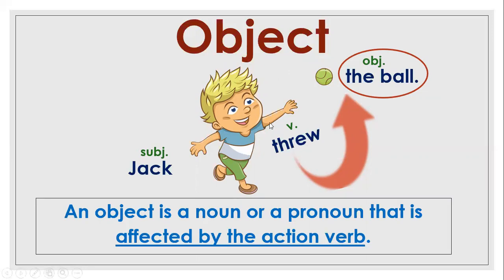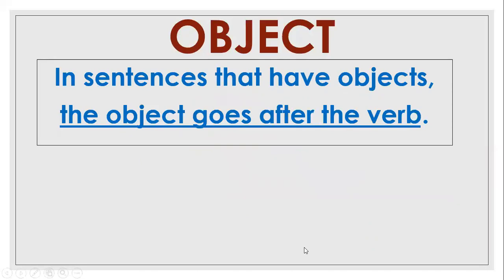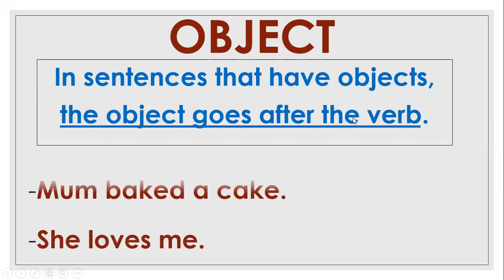So what is an object? An object is a noun or a pronoun that is affected by the action verb. Objects go after the verb. Let's see examples. Number 1. Mom baked a cake. The subject is mom, and immediately after the subject comes the verb baked, and after the verb comes the object, which is affected by the verb baked.